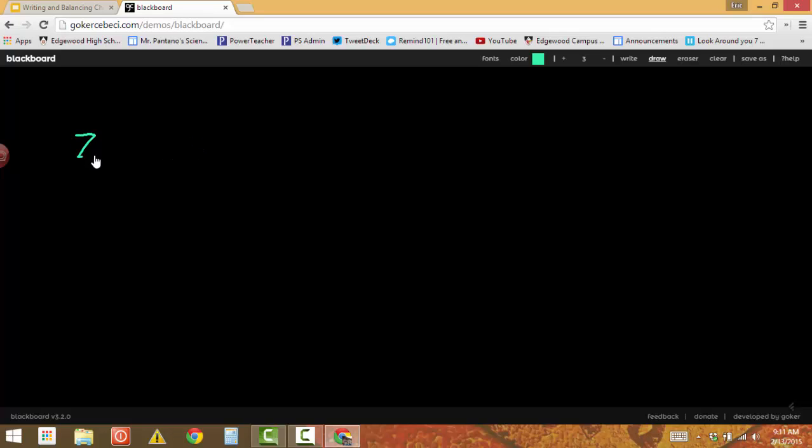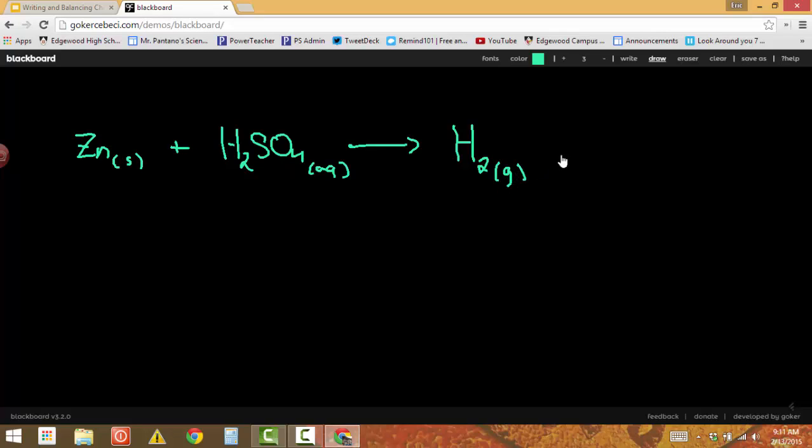Zinc metal, that's just Zn solid. Sulfuric acid comes from sulfate. That's H2SO4, and that is aqueous. Sulfuric acid solution. Producing hydrogen gas. Hydrogen is not just H. Hydrogen is one of the diatomics. It needs to be H2 always when it's by itself, and that is a gas, g.